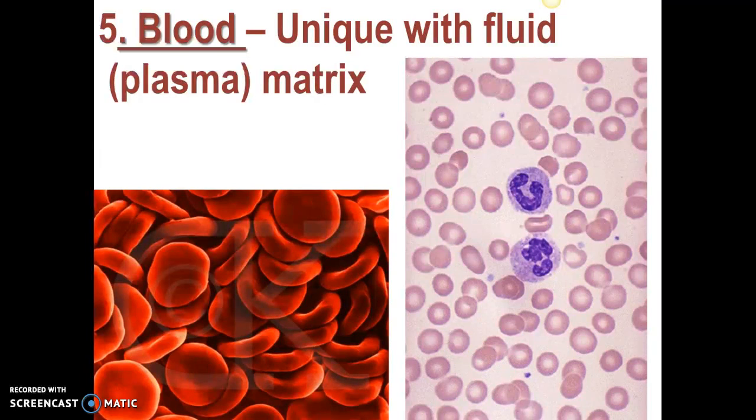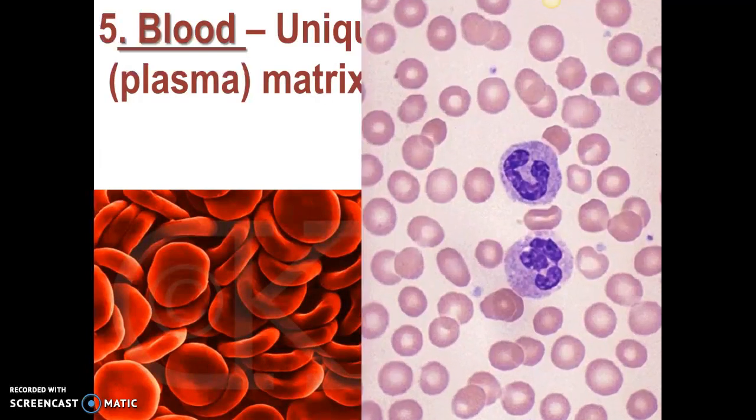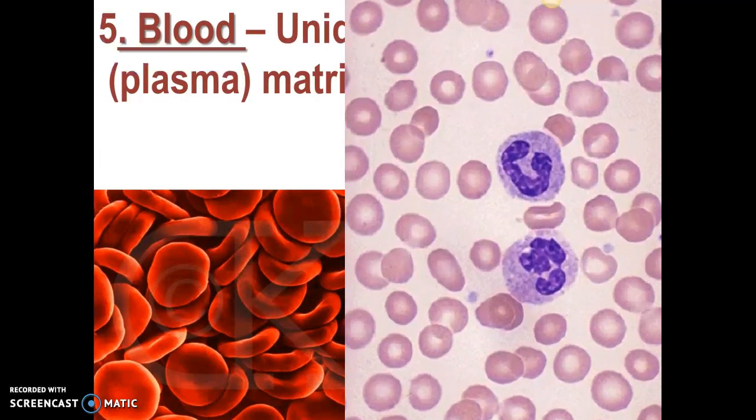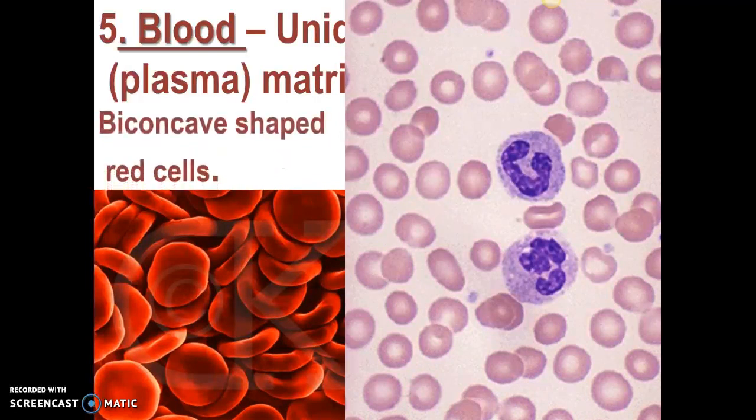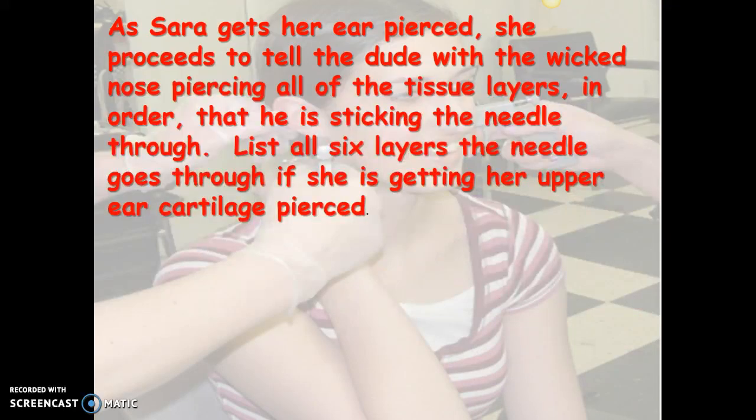And blood is very unique because it has a fluid matrix. There are some pretty blood cells, pretty easy to tell on the test too, I hope. They are biconcave shaped red cells. Remember, red blood cells are biconcave in shape.